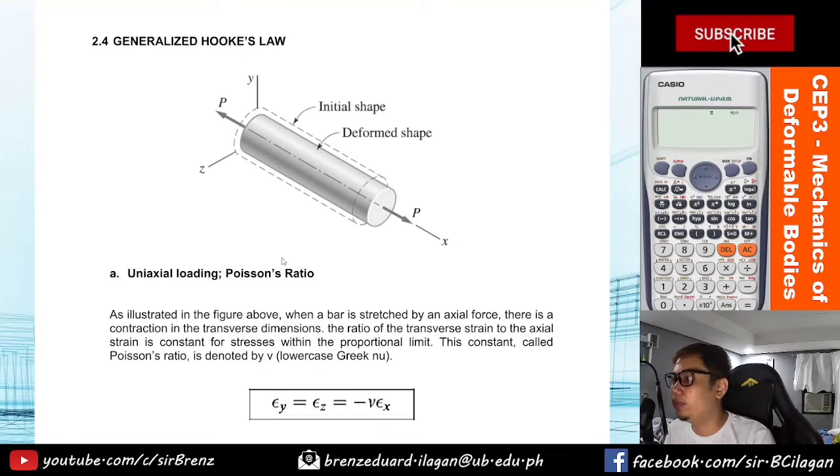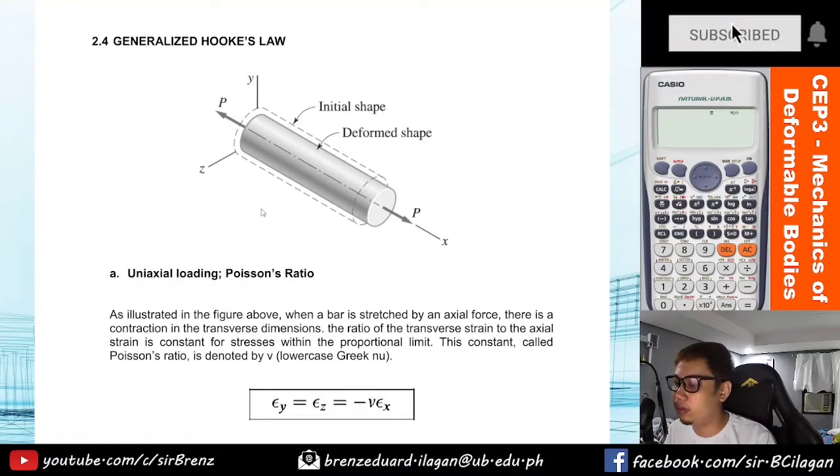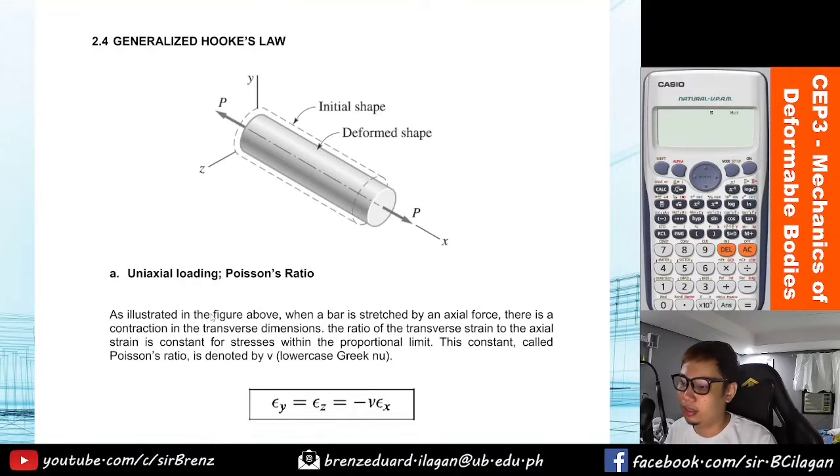So under 2.4, generalized Hooke's law. As shown in the figure, this is the initial shape before the load P is applied, the dashed line. And then the deformed shape, this one, upon the application of load P. You'll notice it became longer, and at the same time its cross-sectional area became smaller.